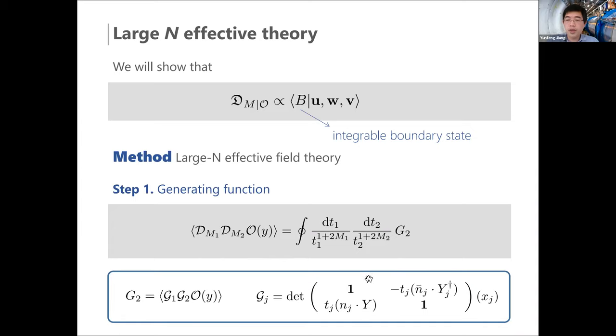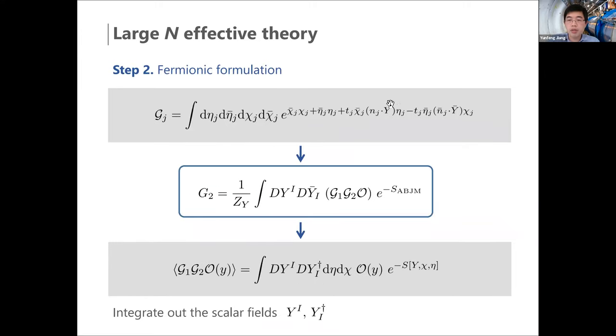So basically, we like determinants. Determinants are our friends because we can write determinants as the path integral of certain fermions, and in this way, we can introduce fermions. So that's why we want to write in determinants. So as promised, we can write this gj as the path integral of some fermions. And then we can plug this form here.